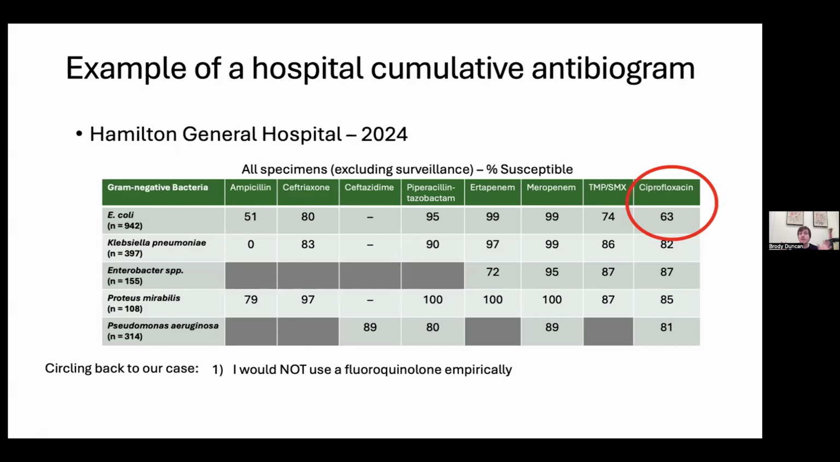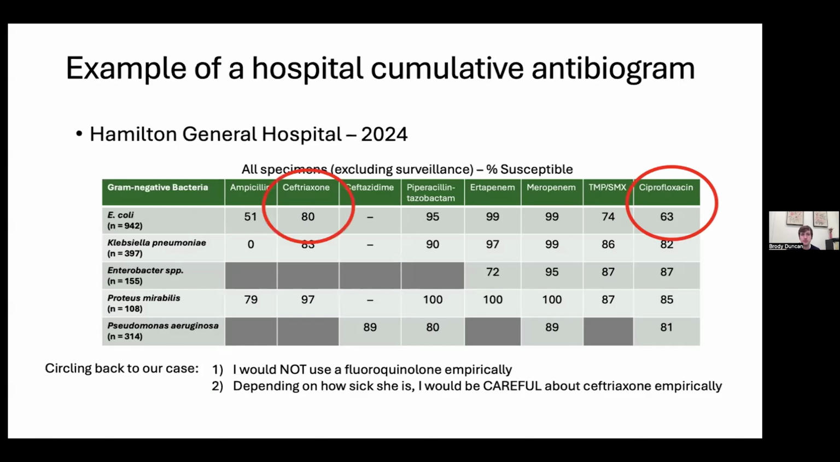So to circle back to our case, I can look at this data and say, if this patient was being seen at Hamilton General Hospital, from this cumulative antibiogram I would probably not use a fluoroquinolone empirically, because you can see that here our Cipro rate for E. coli is 63%, which means that if you have 3 patients that you give ciprofloxacin to, one of them is very likely to end up being resistant. So that's a 1 in 3 probable failure rate.